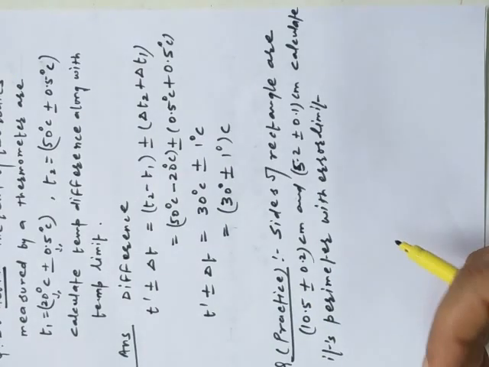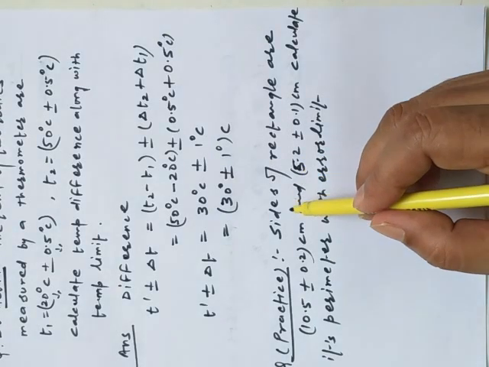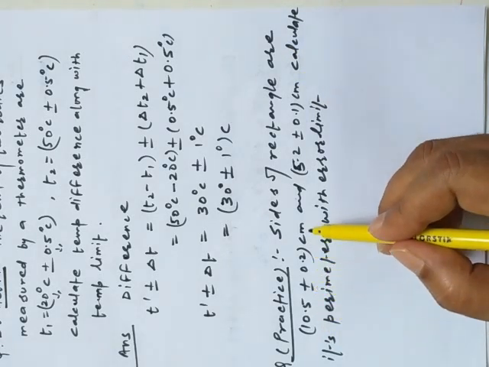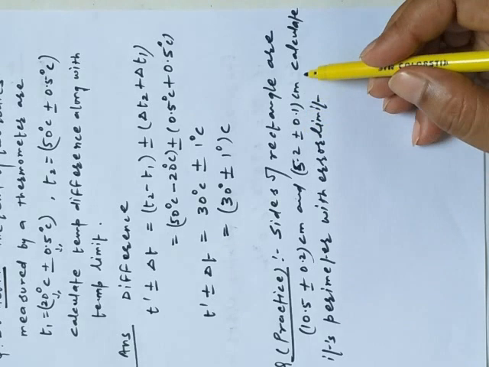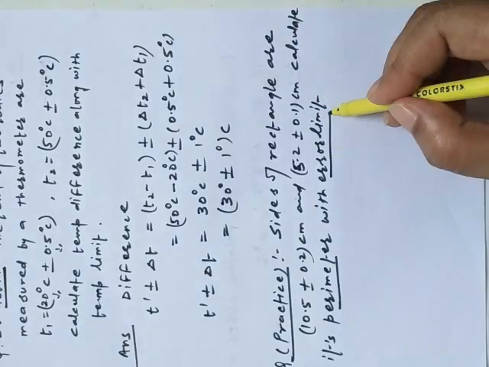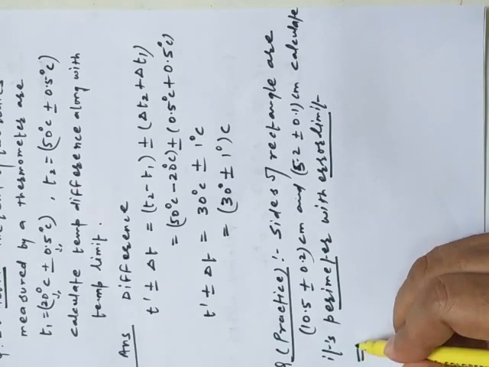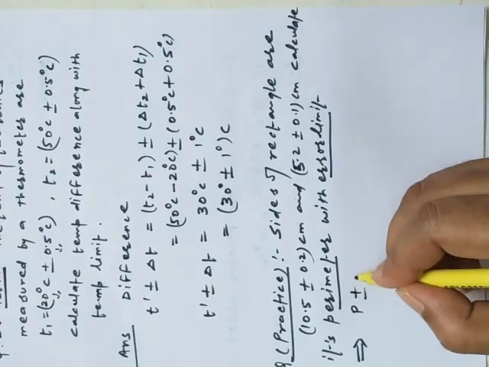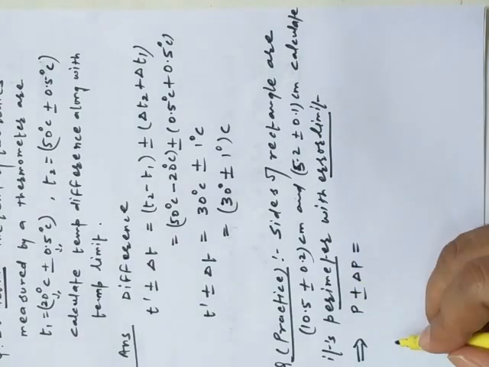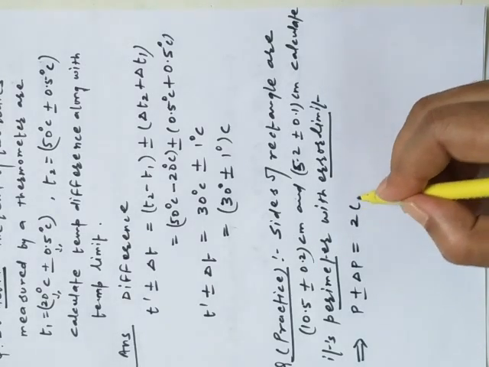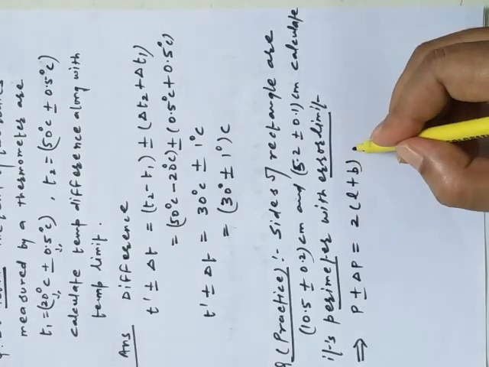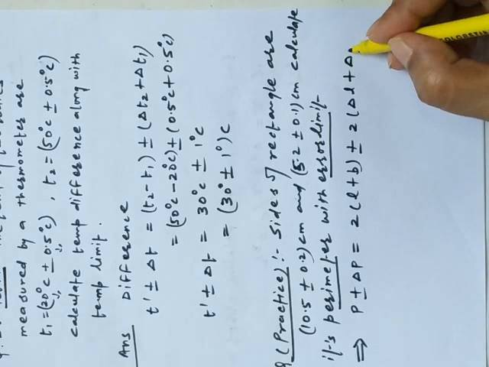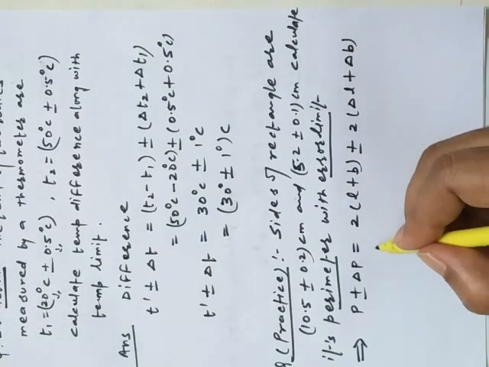Now the second question we have for practice, which I have included here. The sides of the rectangle are given as 10.5 plus minus 0.2 centimeter and 5.2 plus minus 0.1 centimeter. Calculate the perimeter with its error limit. Generally, what the question asks is to find the perimeter, that means P plus minus delta P. So we know the formula of the perimeter, that is 2 times L plus B, and for the absolute error, plus minus 2 times delta L plus delta B. This is the finalized formula we have.